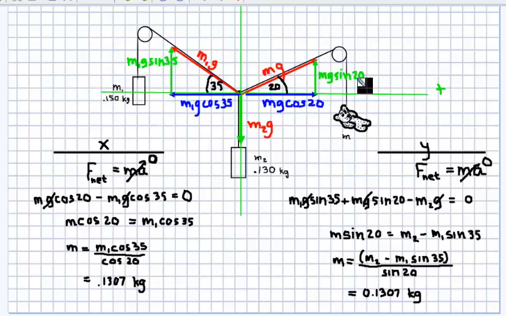Choose a standard Cartesian coordinate system. Break up any forces that don't align with y or x into components so that they do align with y and x. Write F net equals ma for each side, and you should get exactly the same answers.